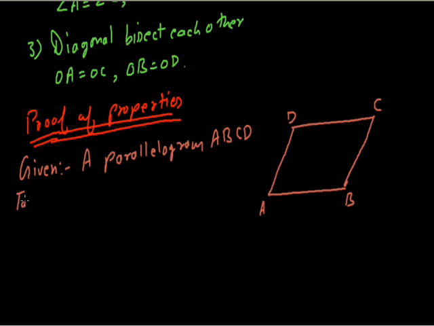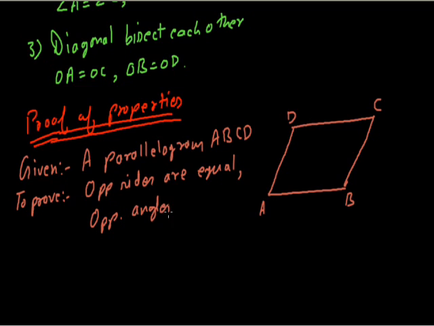We have to prove that opposite sides are equal, as well as that opposite angles are equal. Now, in order to prove these two properties, we have to do one construction. The construction is to join AC.